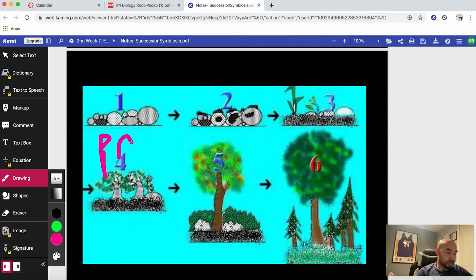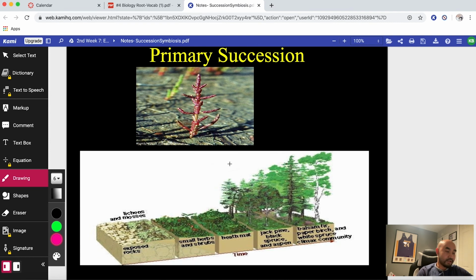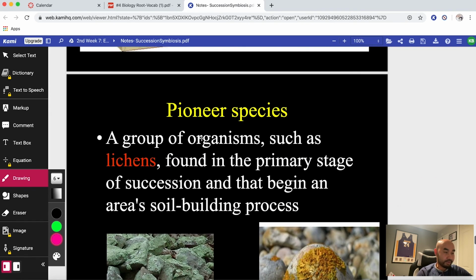And this is what we call a primary succession. Maybe I change this. Primary succession. Yeah, right. So the primary succession. In a primary succession, again, no living thing, and slowly it gets bigger and bigger. Okay, primary.